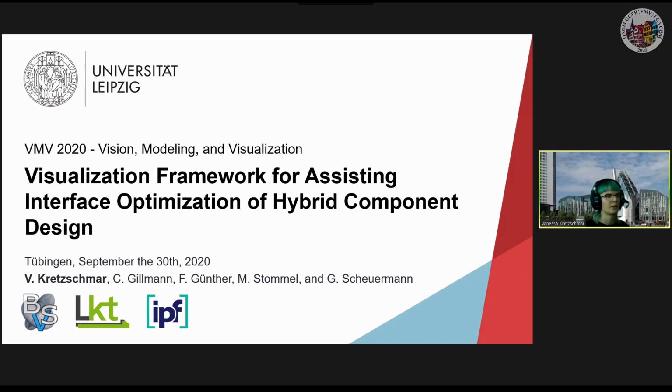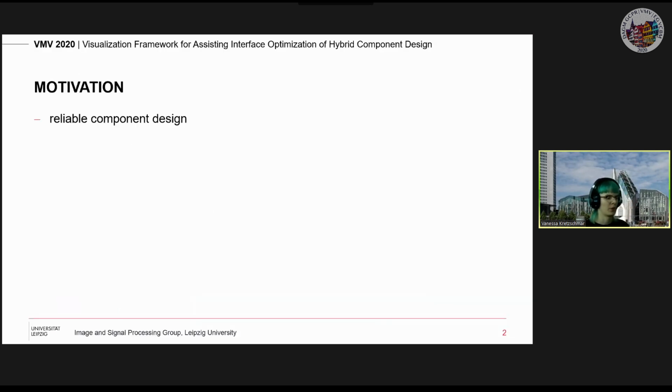I will start right away. First, some motivation. So what's the work about? In structural mechanics, reliable component design is one of the main objectives. Especially for lightweight construction, multi-material combinations, so-called hybrid parts, are used to benefit from the different properties, and the design process for these parts often becomes very challenging.